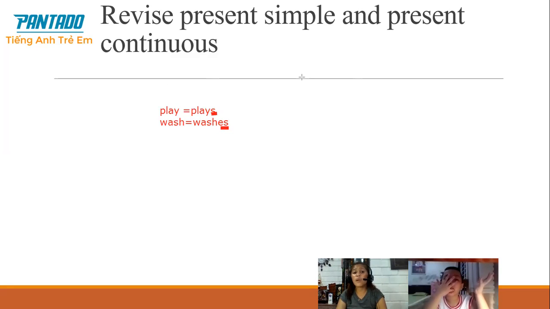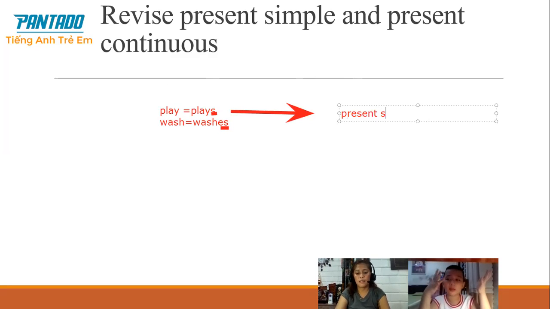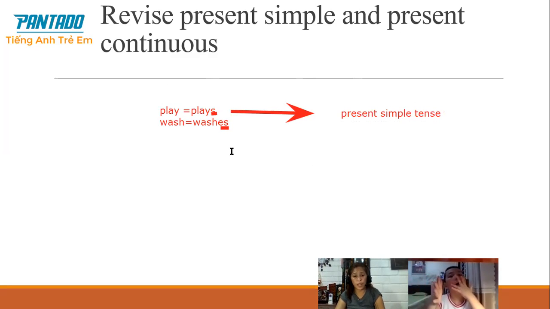This is what we call present simple. Simple tense. Okay, this is present simple tense.